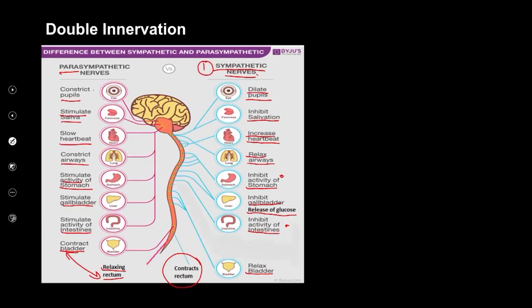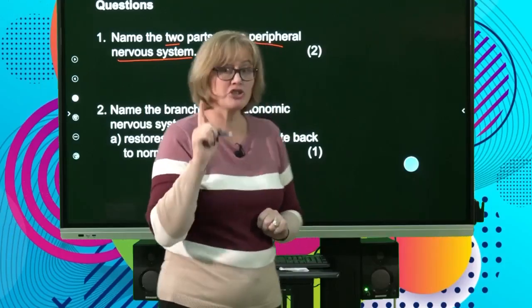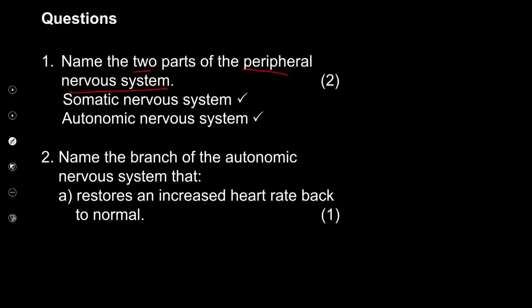So you don't have to go and study all of this. If you understand running away from the lion, you will be able to do it. Okay, but let's move on and look at some questions. Name two parts of the peripheral nervous system. Remember I said don't get confused between the autonomic and the peripheral. So the peripheral is the somatic and the autonomic nervous system.